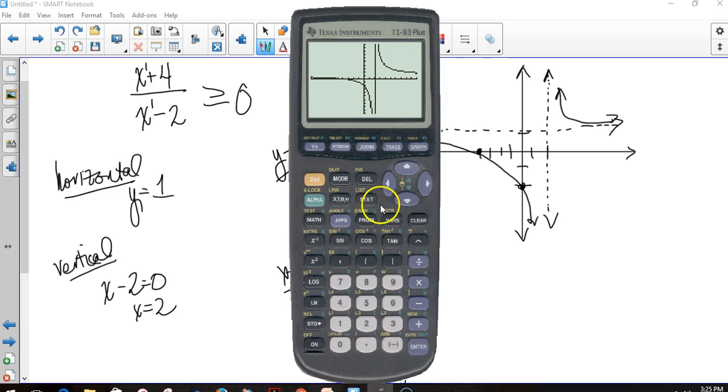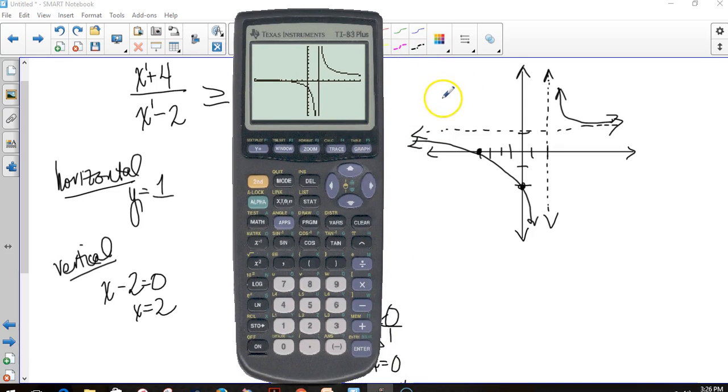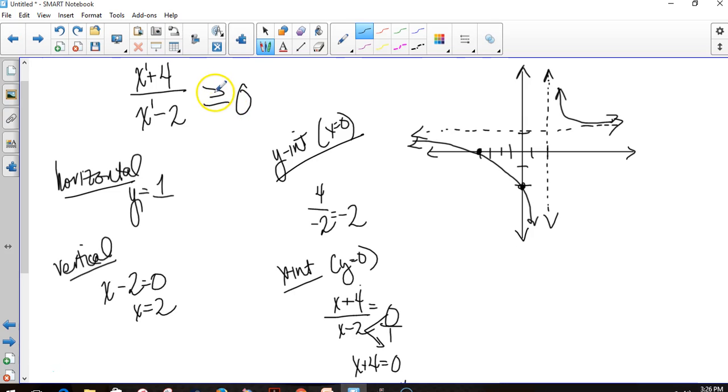Remember, rationals and even some of your bigger or quicker polynomials are going to be a little bit difficult to see on your calculator, so you kind of have to merge your algebra and your graphing calculator so that you can get a good picture of what's going on. We're looking for where the curve is greater than or equal to 0. So I'm looking for right here up till I hit that negative 4, above 0 or at 0.